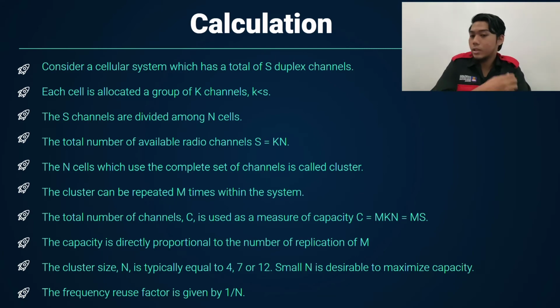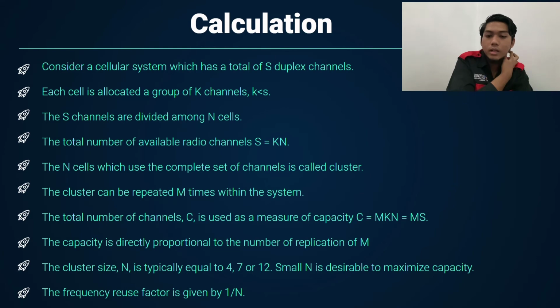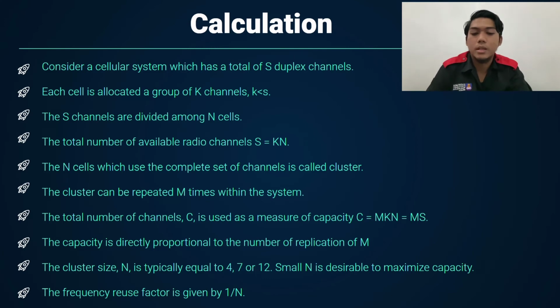The cluster can be repeated M times within the system. The total number of channels C is used as a measure of capacity. C equals MKN equals MS. The capacity is directly proportional to the number of replications M. The cluster size N is typically equal to 4, 7 or 12. Small N is desirable to maximize capacity. Lastly, the frequency reuse factor is given by 1 over N.